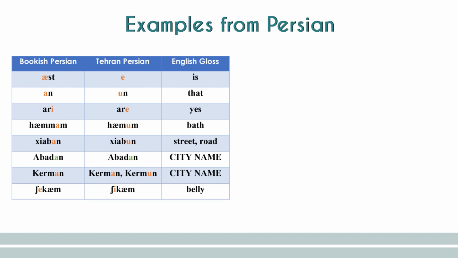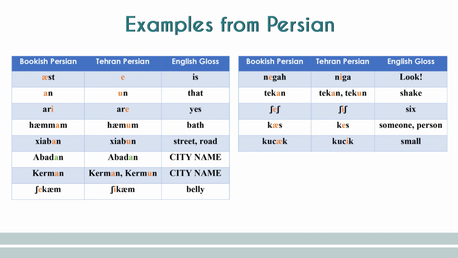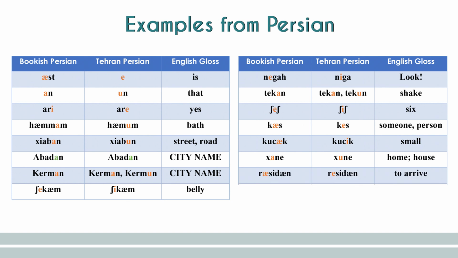Shekam, shikam, belly. Negah, nigah, look. Tekan, tekan, or tekun, but tikan is not allowed. Shesh, sis, which is 6. Kuchak becomes kuchik, it means small. Khane, the word for home or house, becomes khune. Rasidan becomes residan. Nan, a famous example, becoming nun, bread.